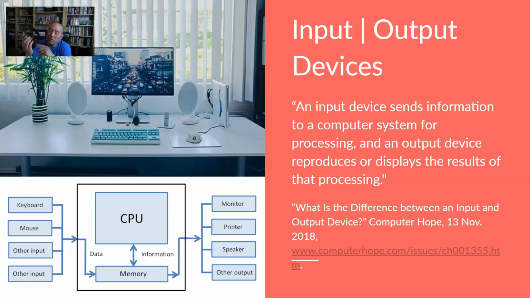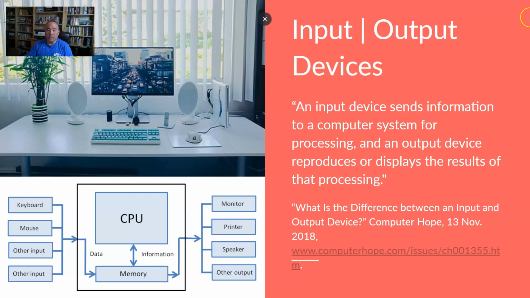This is a microphone, though. It's part of this headset, and the microphone is an input device. So if we want to speak into the microphone, it will take our voice, this sound wave, and convert it into a digital format where the computer can understand it, the program can understand it.